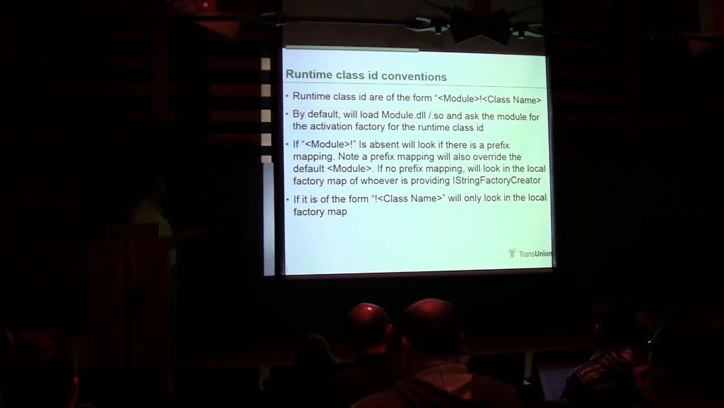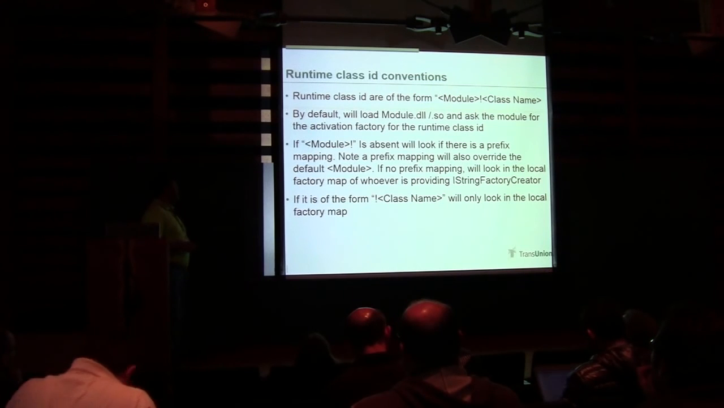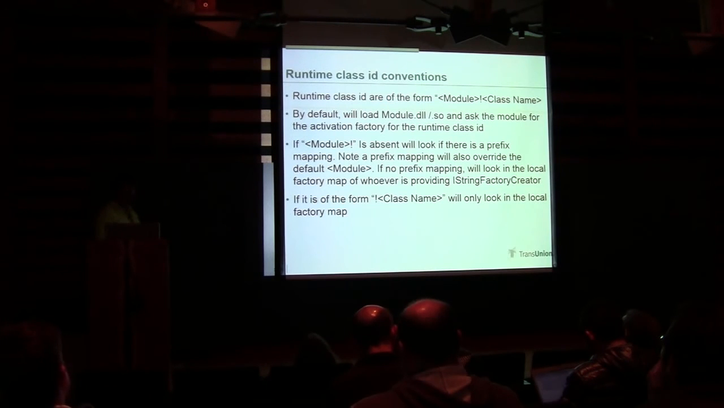This is useful, say, if you're implementing stuff kind of backwards, mycompany.division.thing. You can map a bunch of class names into a few modules. If it's of the form bang class name, it'll only look in the local factory map. So if you want to create something that you want to use locally just in that module, and don't want the rest of it to see it, kind of like a private thing, you can do that.